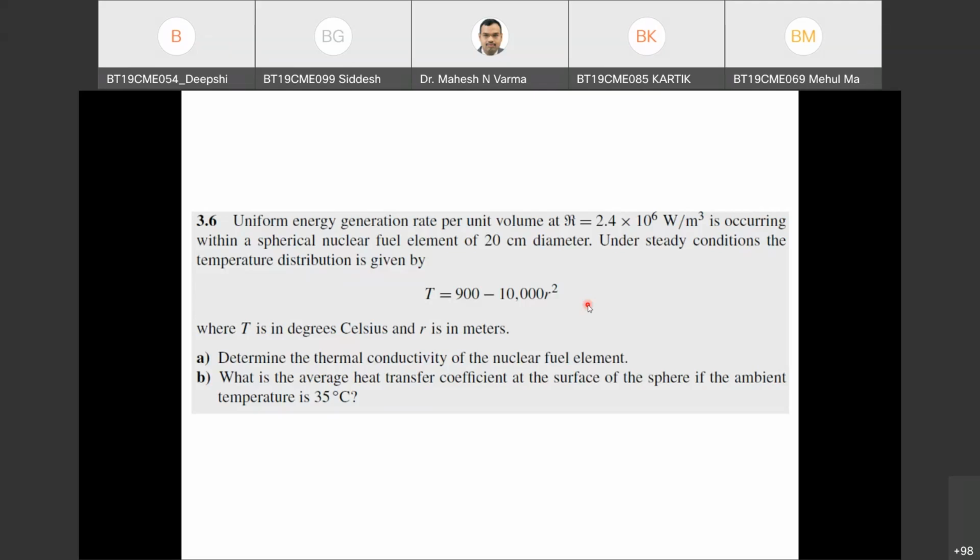Yes, sir. Got it. Okay, that equation is true only for a slab, rectangular geometry, where surface area is not a function of length. But here the surface area also you need to take into account. Right, sir. Okay, so if you take that into account, you should get the same thing. Yes, sir.